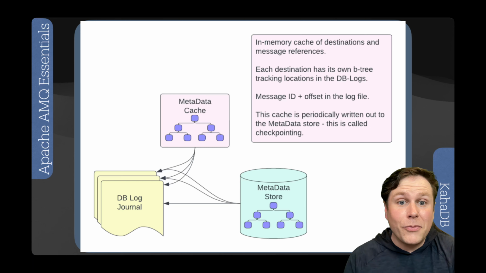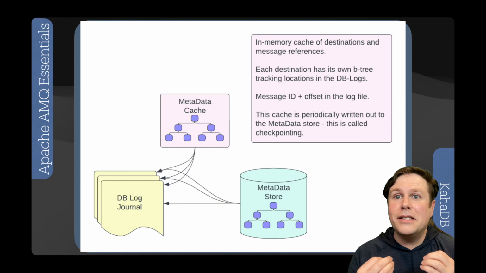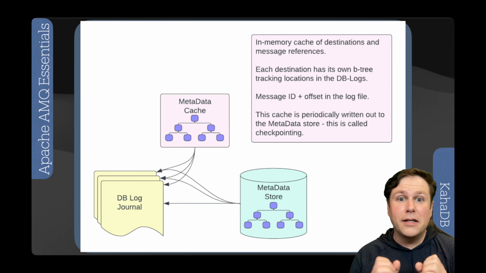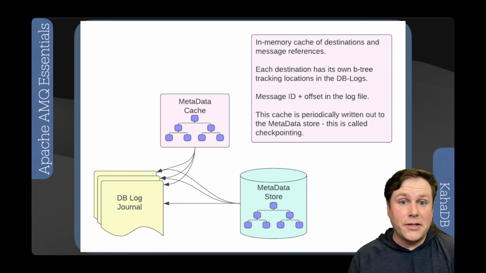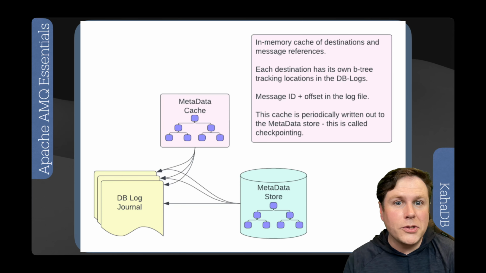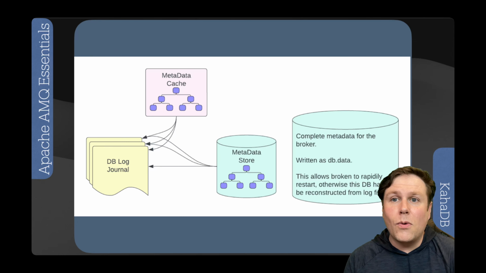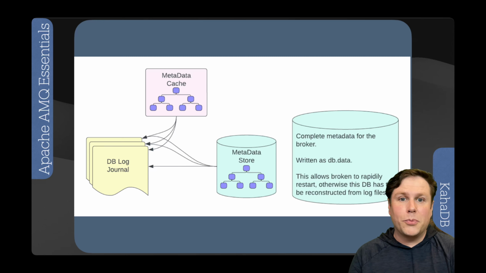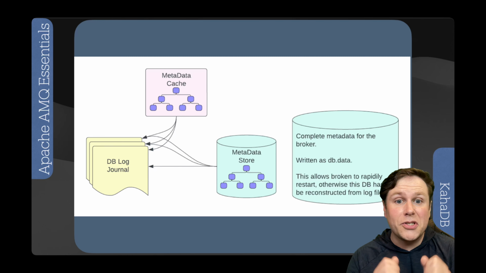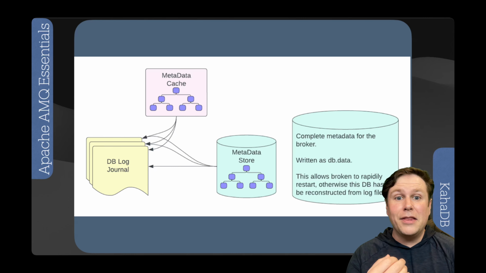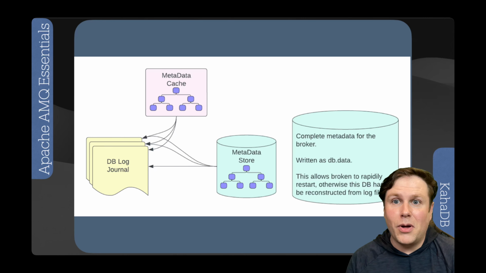The in-memory data cache, this is where all of the destinations are going to have their own B tree, tracking locations against the DB log. These are tracked as message ID and some offset, so that's how it's able to find things. The cache, as I've already mentioned, is periodically written out to our store. That store is where all the complete metadata for the broker has been written, so when we restart a broker, it'll start there and get us to the running state as rapidly as possible.